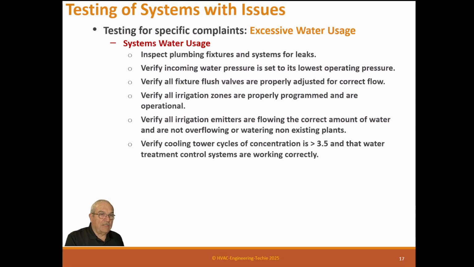Verify cooling tower cycles of concentration is greater than 3.5, and that water treatment control systems are working correctly. Again, this is one of the major uses of water. 100-ton cooling towers can use 1 million gallons a year. Think about that. It can use a little less, but if it's got cycles of 1, which is per fresh water, your tower's not working correctly at all, because that'll scale like crazy, and it uses a ton of water. So your cycles of concentration should be up around 3.5. You get over that, you'll start scaling the system, but that's right the sweet spot you'd like to be.